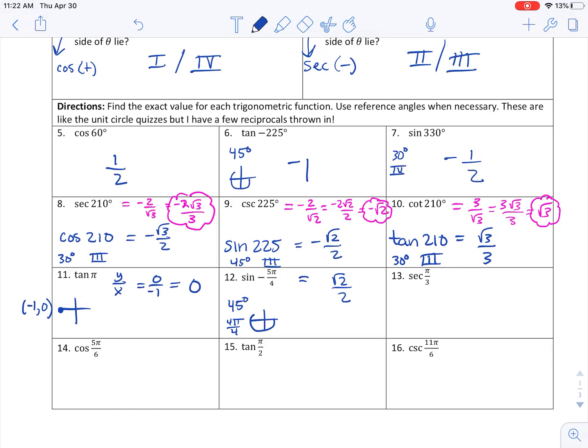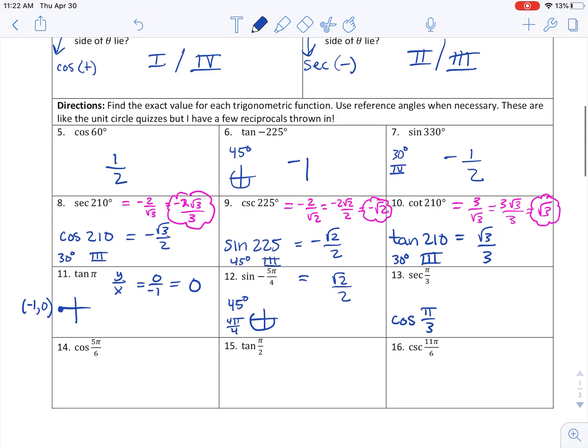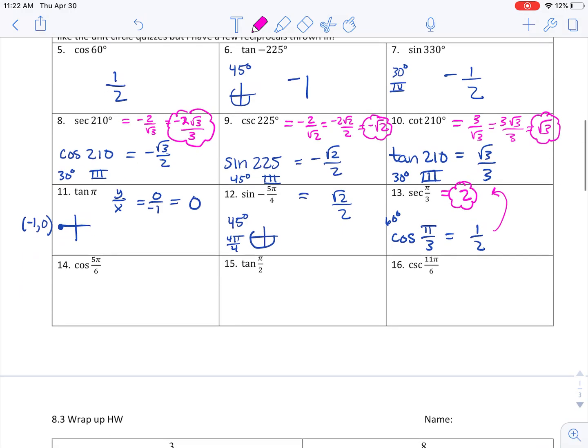Oh, another reciprocal here. So I'm going to think about cosine of pi over 3. This is a 60-degree angle, and the cosine of 60 is 1/2. This is in quadrant 1, so it's positive. So when I do the reciprocal, I simply get 2. All right, cosine of 5 pi over 6. Pi over 6 is a 30-degree angle. Cosine of 30 is radical 3 over 2. And then 5 pi over 6, if I compare to 6 pi over 6, is in quadrant 2, where cosine is negative.